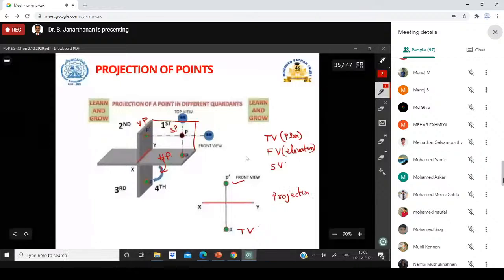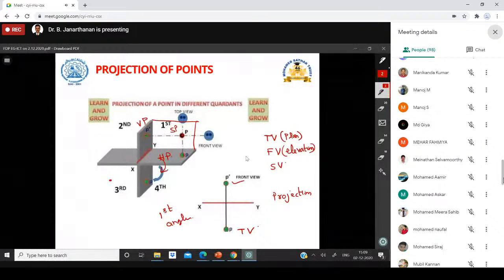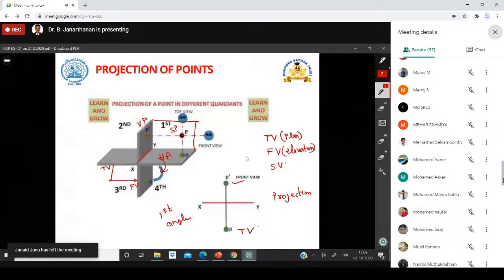So when we keep the object in the first quadrant, it is called as first angle projection. So this is called as first angle projection. The same thing we can do by keeping the point in the third quadrant. So when you keep this point in the third quadrant, if you project this on the vertical plane, this is called as front view. When you project this on the horizontal plane, this is called as top view. Again, to bring it on the plane of the paper, we have to rotate this top view, this plane.